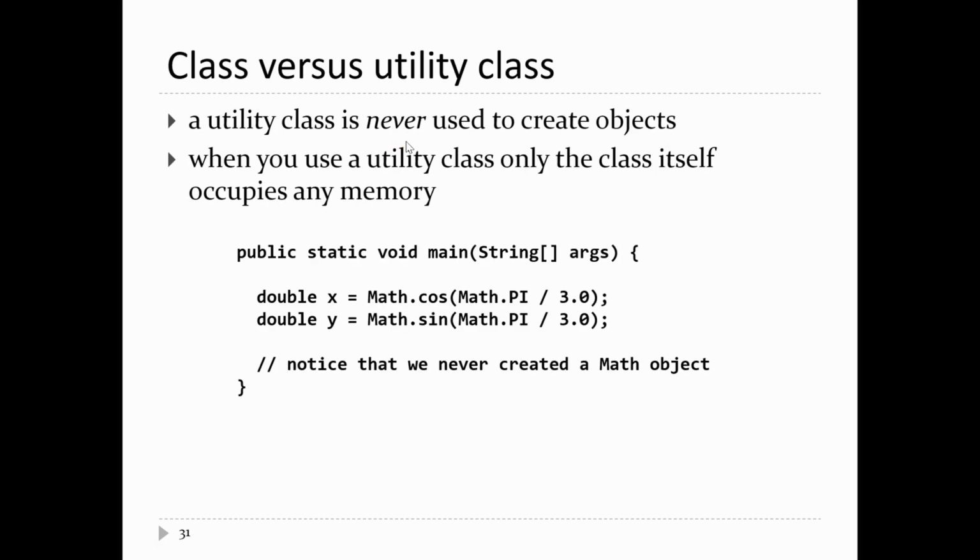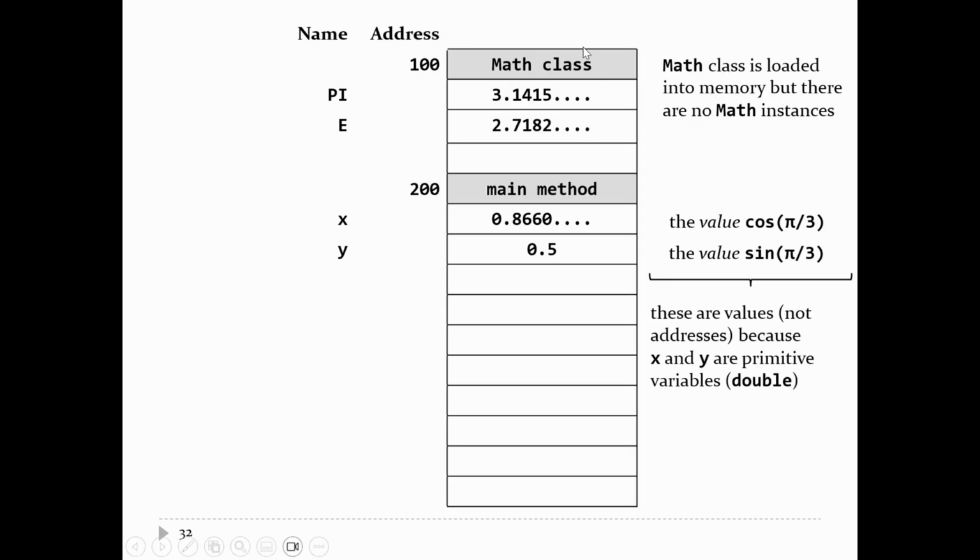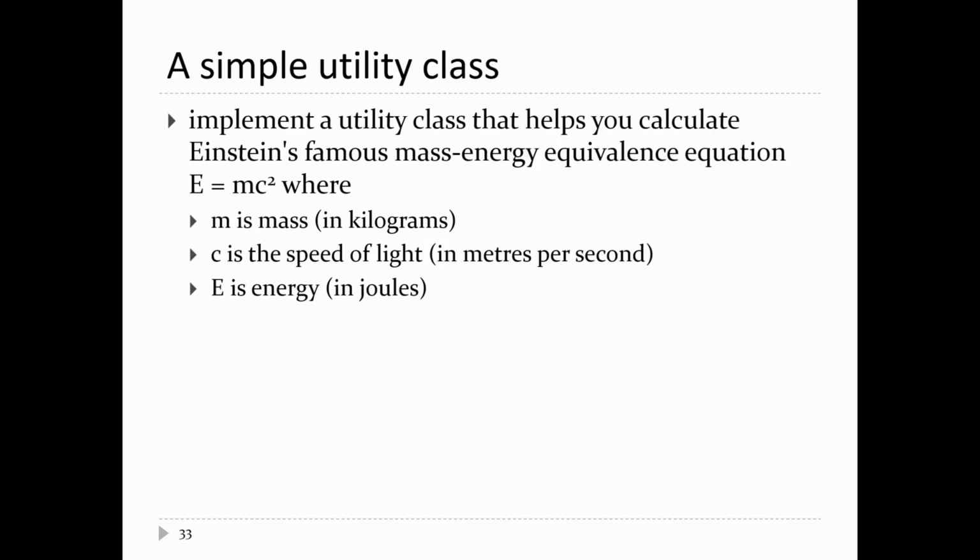So with utility classes, you never make an object to use the class. So to use the Math class, no Math object, just use the name of the class. Only the class itself occupies any memory when you use a utility class. If this was not a utility class, you'd have to make a Math object, and then that object would occupy memory. Okay, so how do you make a utility class?